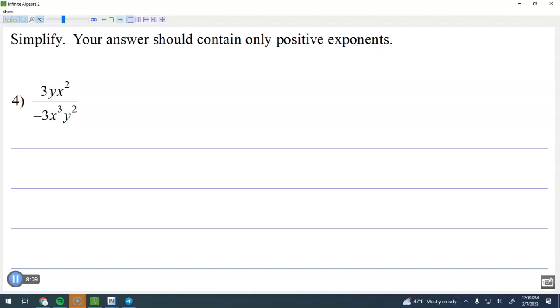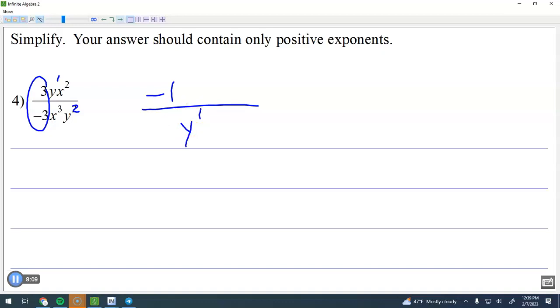So look at numbers separately, and then x's separately, and then y's. So the numbers are 3 over negative 3, that's negative 1. For my y's, I've got 1 upstairs, 2 downstairs, so when I subtract those, I'll have 1 left over, and it'll be downstairs. So I gotta build a basement, so I can put that there.